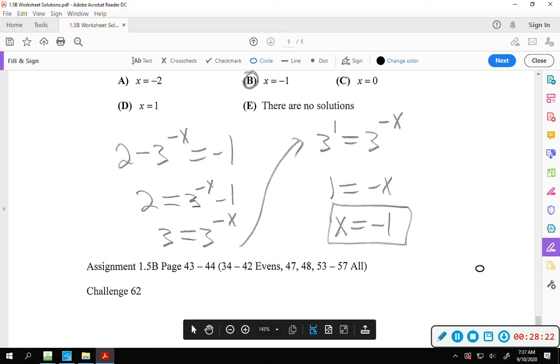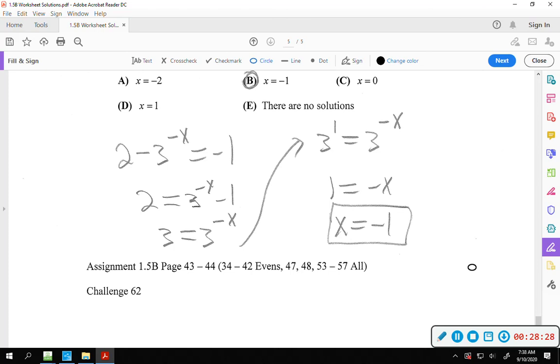Okay, that is the solutions to 1.5b. We made a couple corrections along the way, but that should be solid for you now as you look at those solutions to complete your worksheet.